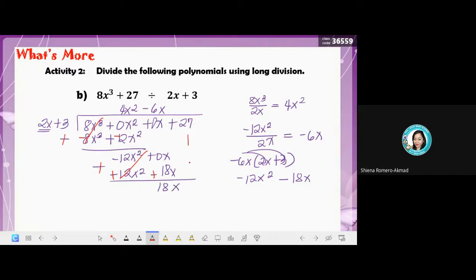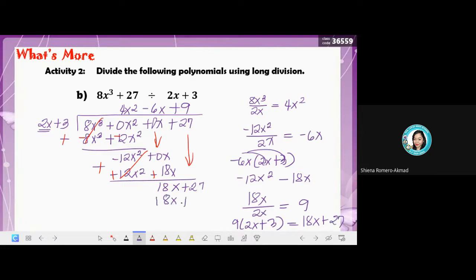Bring down. Kanina nag-bring down din tayo. So this time, ang i-bring down natin is a positive 27. So 18x divided by 2x. 18 divided by 2 is 9. X divided by x is 1. So we have positive 9. 9 times 2x plus 3 equals 9 times 2x is 18x. 9 times 3, 27. So 18x plus 27. Subtract. Change the sign.